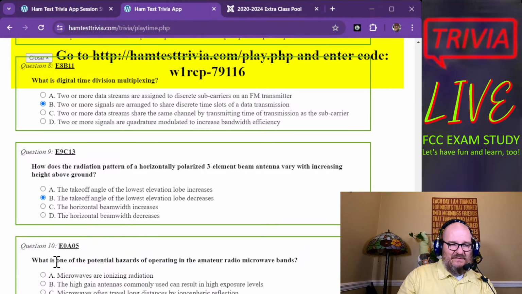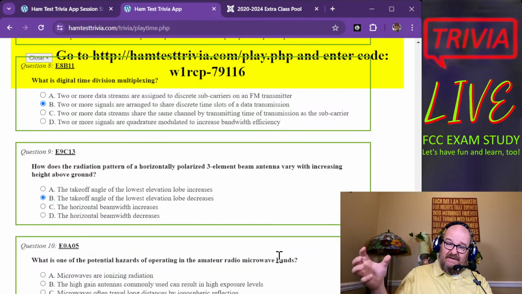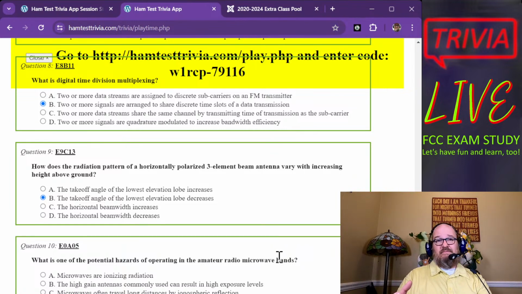What is one of the potential hazards of operating in the amateur radio microwave bands? A is not the right answer. It's not ionizing radiation. Ionizing would be sort of like radioactive stuff. But think about a microwave at 2.4 gigahertz. It is causing the molecules to jump around to create heat. So high gain antennas, I know the answer to this one.